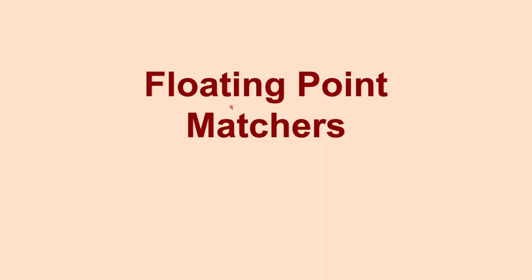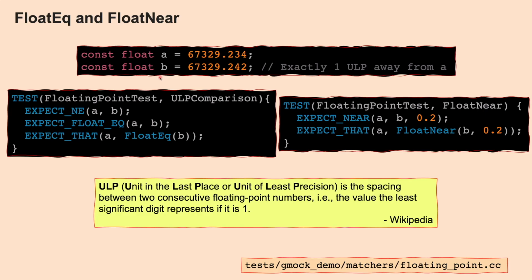Up next, floating point matchers. We have already seen macros from Google Test in my previous video. Suppose you have two floating point numbers which are very close to each other, and in particular, one is exactly one ULP away from the other. ULP in floating points is the smallest value that you can have between two consecutive floating point numbers. So this is usually very tiny, and we already saw that with the plain Google Test macros like expect not equal, we can verify that A and B are not equal.